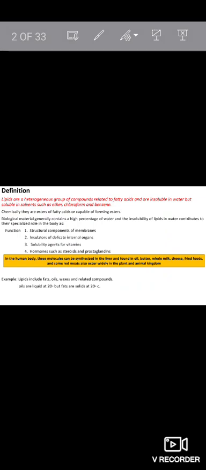Here we start the chapter about lipids. Lipids are generally a heterogeneous group of compounds related to fatty acids and are insoluble in water but soluble in solvents such as ether, chloroform, and benzene. Chemically, they are esters of fatty acids or capable of forming esters.